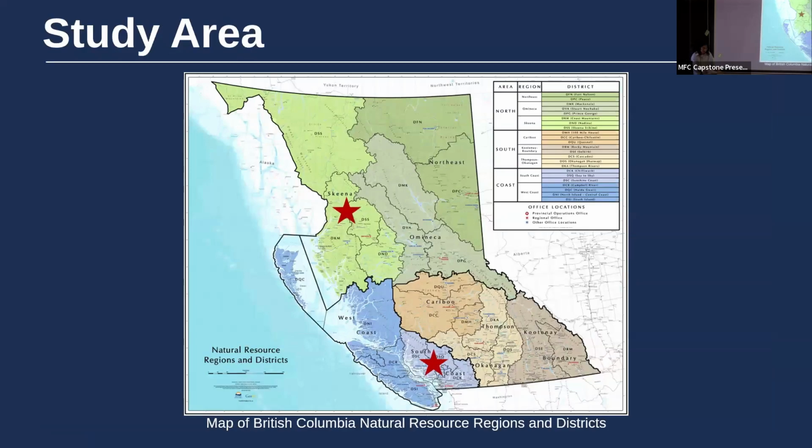My capstone examines post-harvest stream condition between the Skeena and South Coast natural resource regions. I chose these two regions because I thought it would be interesting to compare two different places in the province in terms of topography, natural and anthropogenic impacts, and historical logging. And I inferred that they would have a difference in their post-harvest stream condition.